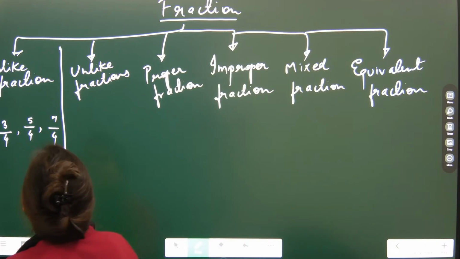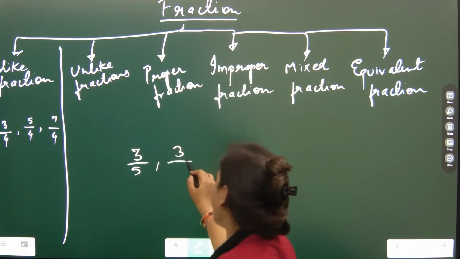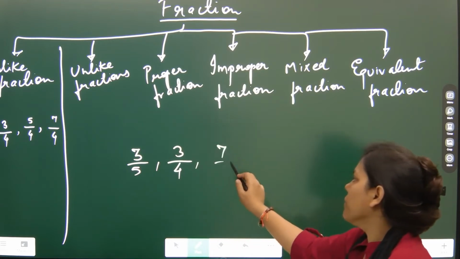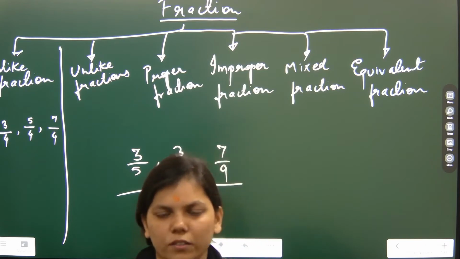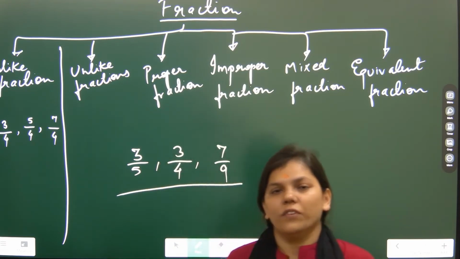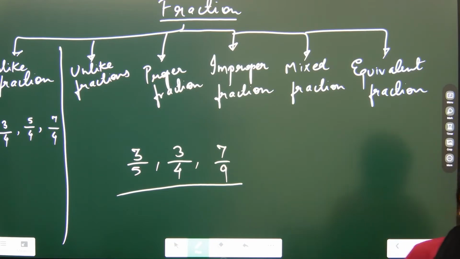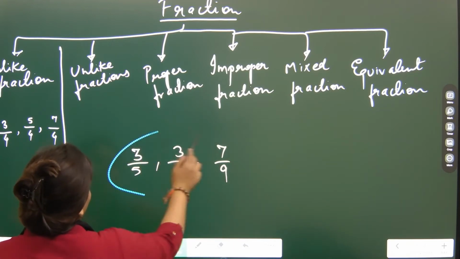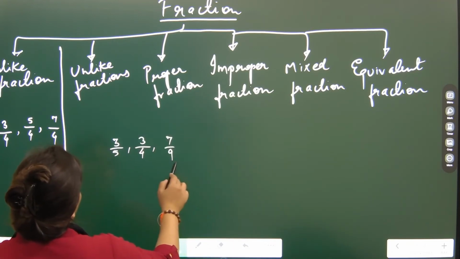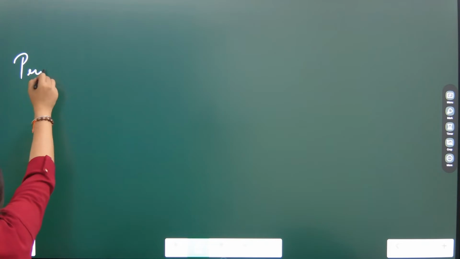Now unlike fraction, for example 3 by 5, 3 by 4, maybe 7 by 9. So these three have different denominators. Okay, so when the denominator is not the same, the fractions are unlike fractions. Okay, let me write the remaining thing in the next page. Now, proper fraction.